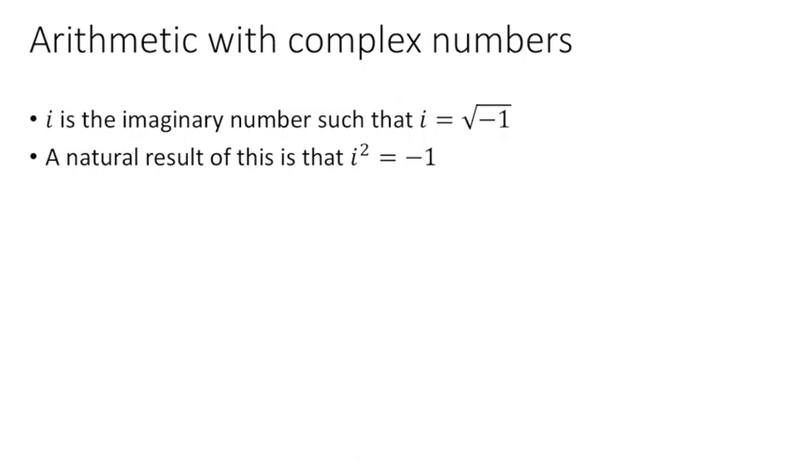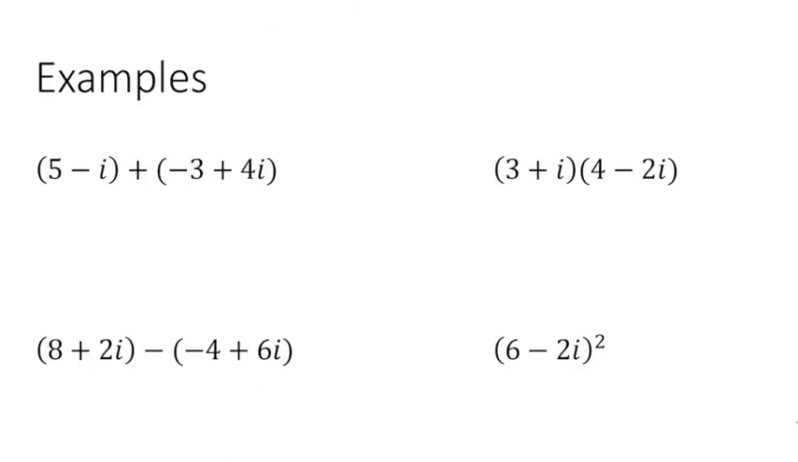A natural result of this is that i squared then must equal negative 1, because if I were to square both sides, I'd get rid of the radical and I'd be left with i squared equals negative 1. This is a property we are certainly going to take advantage of in this lesson. So let's do some examples playing around with some imaginary numbers.